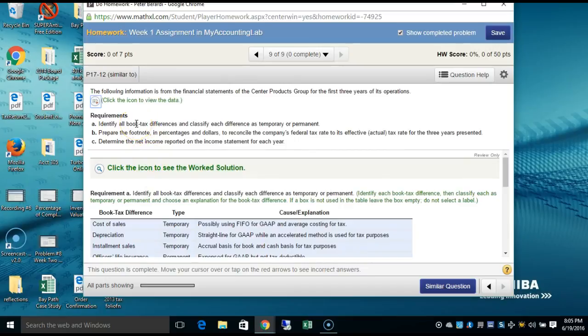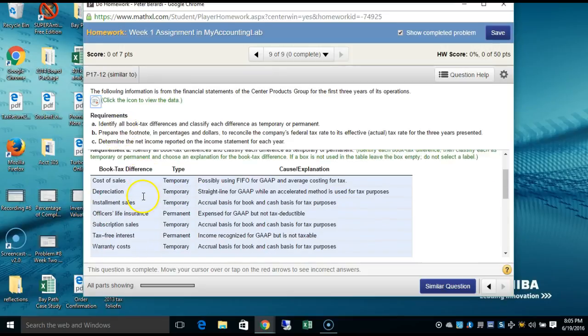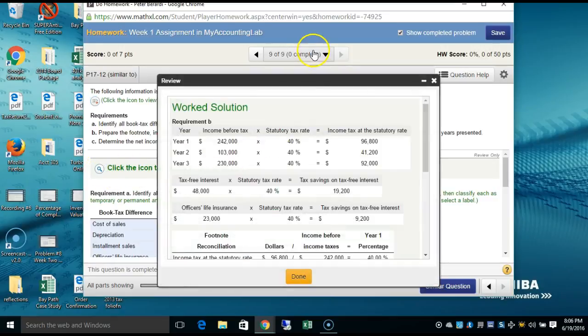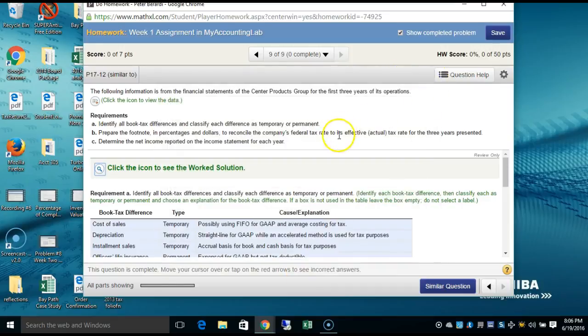So the requirements: identify all book tax differences and classify each difference as temporary or permanent. Prepare the footnote in percentages and in dollars to reconcile the federal tax rate to its effective tax rate. Determine the net income reported on the income statement for each year, which should be fairly simple. So, let's look at our solution for A first. Identify all the book tax differences.